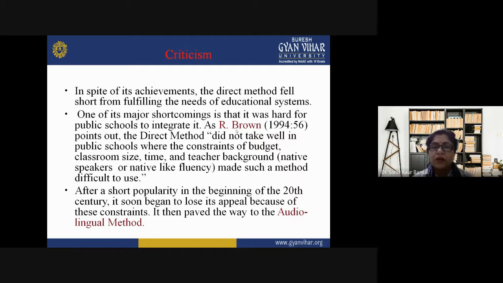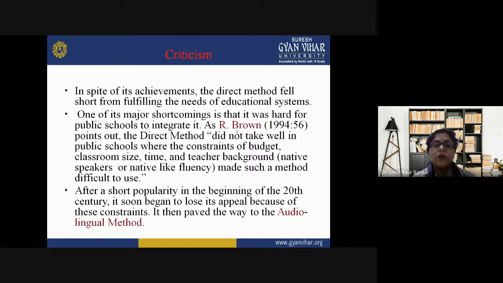So all the students are not of the same nature, and some of the students just skip learning the English language. They escape from it because they do not understand, or they have not trained their ears to this language. So, as R. Brown in 1956 points out, the direct method did not take well in public schools, where constraints of budget, classroom size limit, and teacher background, native speakers or native-like fluency, made such a method difficult to use. So it was really hard at that time.